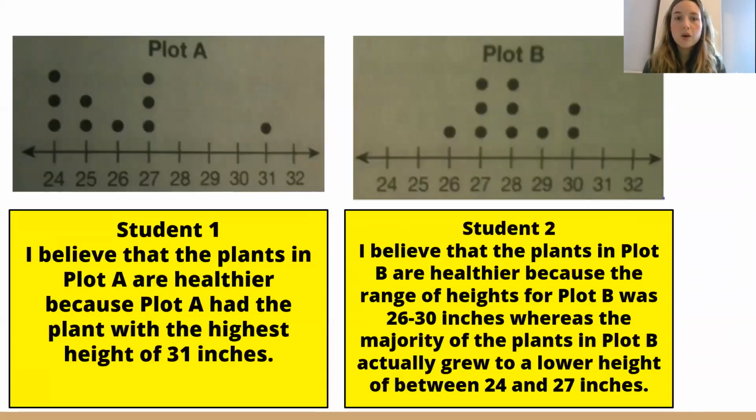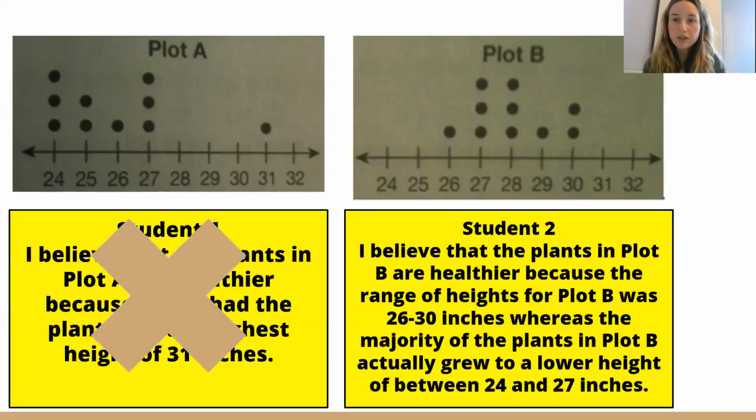All right, let's go over your answer to this question and compare it with the exemplar. So if you selected student 2 as being correct, then you were right. Student 1 is not right, and we're going to take a look at why this response is not correct. When student 1 was working on their response, they actually saw 31 and they were like, whoa, this is the highest height of a plant that you can see in either of the 2 plots. And so that must mean that plot A has the healthier plants.